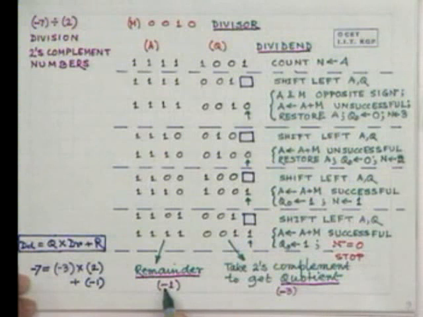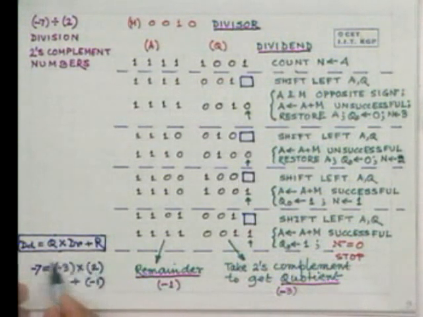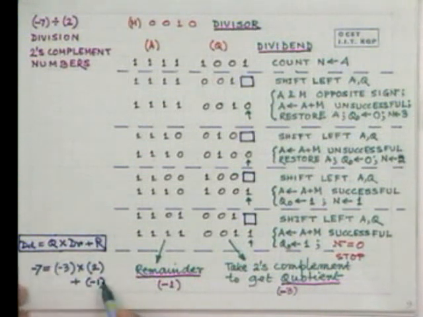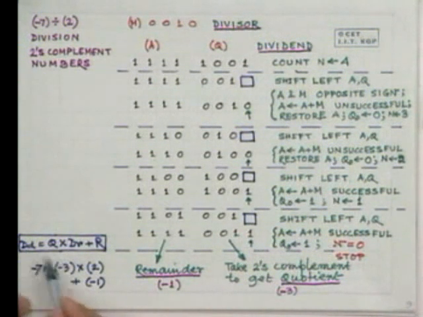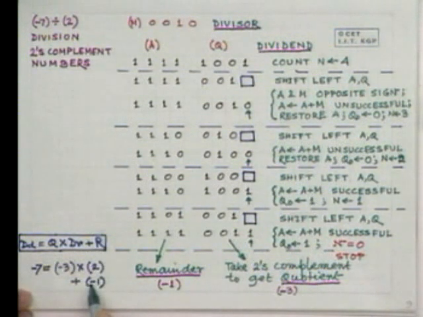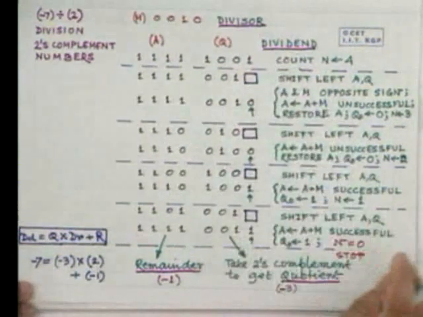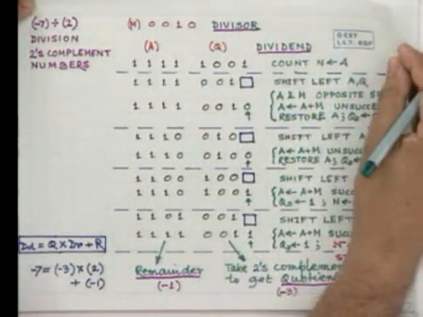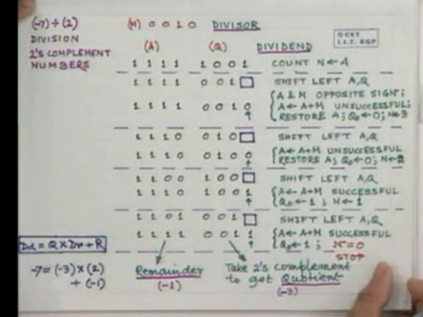Therefore, my remainder is minus 1, quotient is minus 3, and you see that now fits into this equation, that the dividend should be obtained as quotient into divisor plus remainder. The dividend was minus 7, the quotient is minus 3, and divisor is 2, and the remainder is minus 1, and therefore our result is correct as per the algorithm that we have followed. Therefore, this is a simple algorithm for division that we can utilize using 2's complement representation of integers.